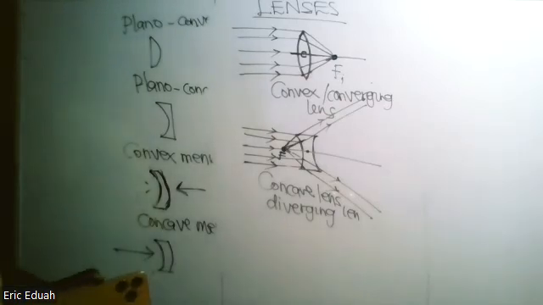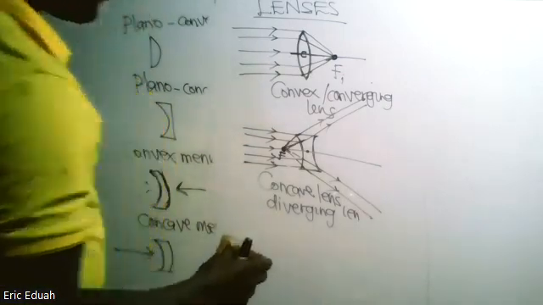parts of the spherical, or rather the parts of the optical lens. This is similar to what we've done under mirrors. So I'm sure we'll just cruise through this quickly.